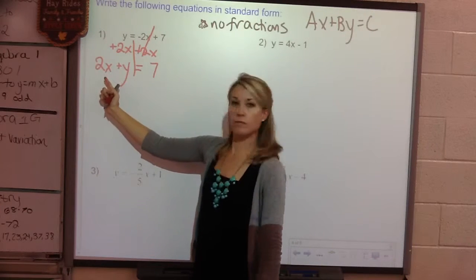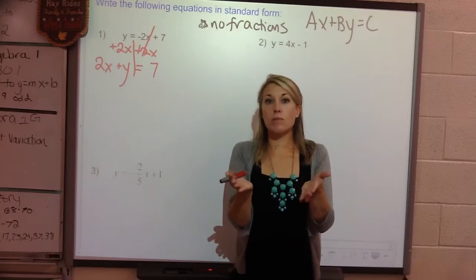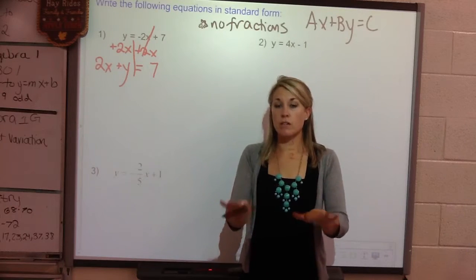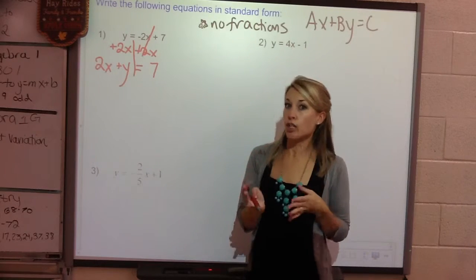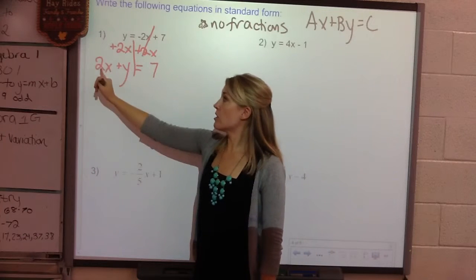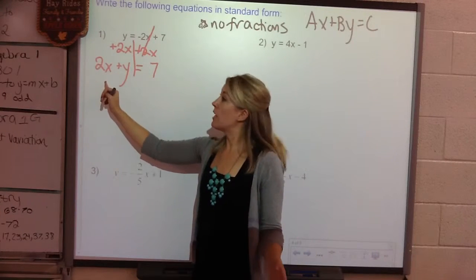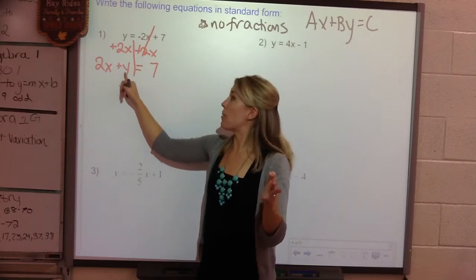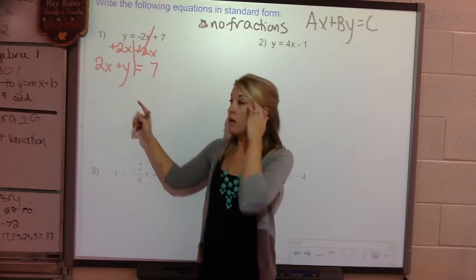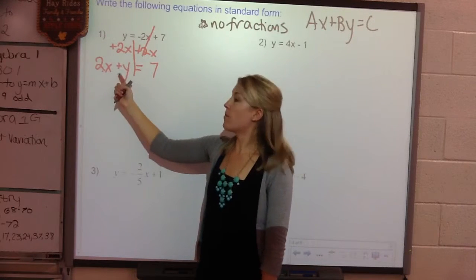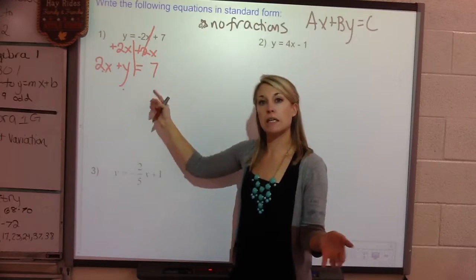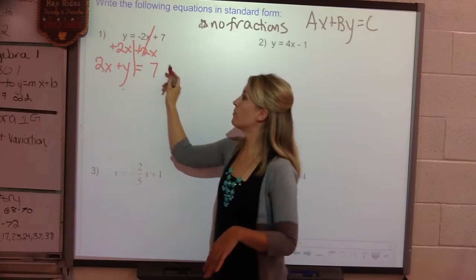There you go. Now you just need to make sure there's no fractions left. Your a term is positive and you're done. No fractions, a term is positive. Here's my ax plus by equals c. My a is 2, my b is 1, my c is 7. I'm done with that problem.